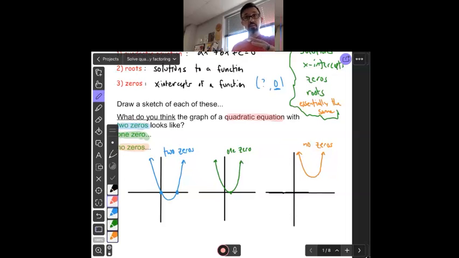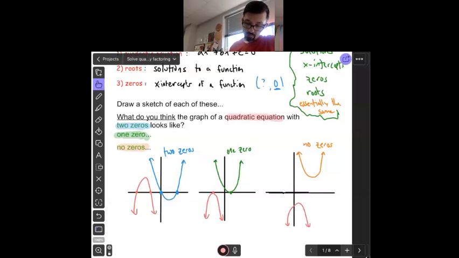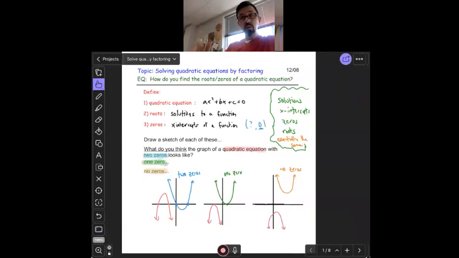Of course, all of these could be turned upside down. There's nothing stopping me from doing that. So it could have two answers and look like that. Could have one answer and look like that. Or it could have no answers and look like that. So they could all be turned upside down. Nothing stopping us from doing that. Okay? So that's kind of getting a visual for what we're about to do here. When we go find these zeros, these solutions, what would that look like visually, graphically? Okay?